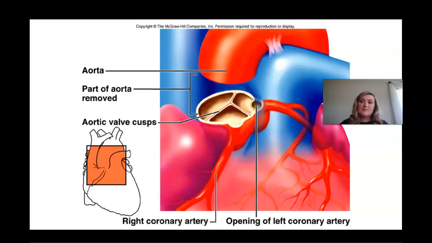And so here you can see that right there you have the opening of the left coronary artery. It's right there at the aortic valve. As it comes up to that aorta, it's actually going to have branches of the arteries coming off there, and they're going to wrap around the outer portion of the myocardium, and that's how it's going to get blood to feed the myocardium.